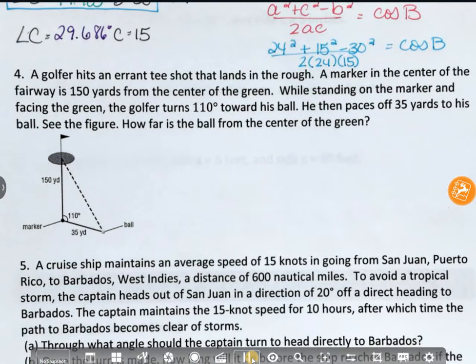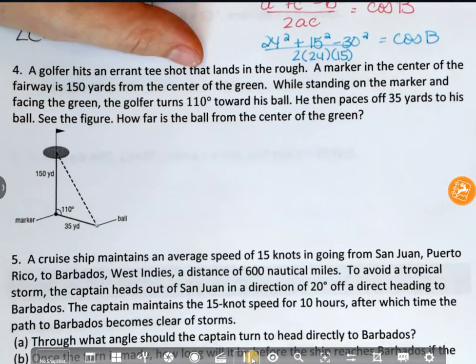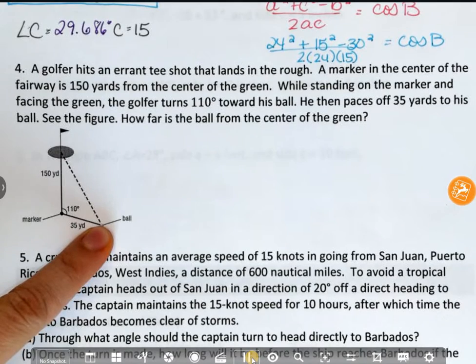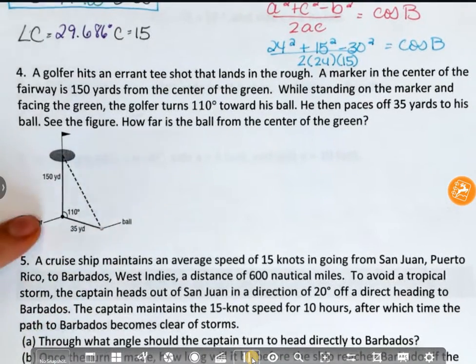So what we're going to do here is it says we have a golfer hits an errant tee shot. That means the ball does not go where he wants it to go. Errant means it's off target. That lands in the rough. I assume that's where that's supposed to be. A marker in the center of the fairway is 150 yards from the center of the green.